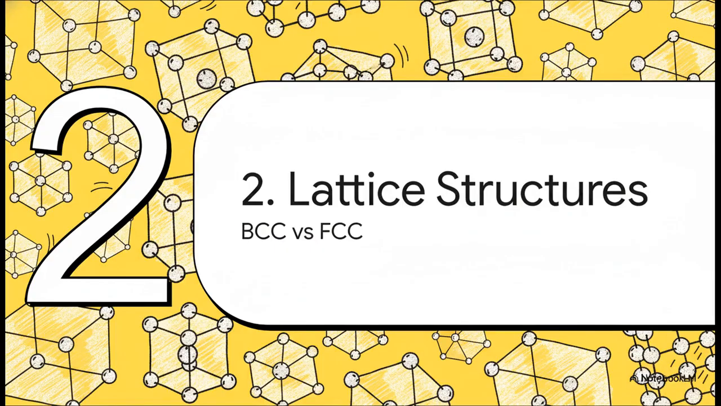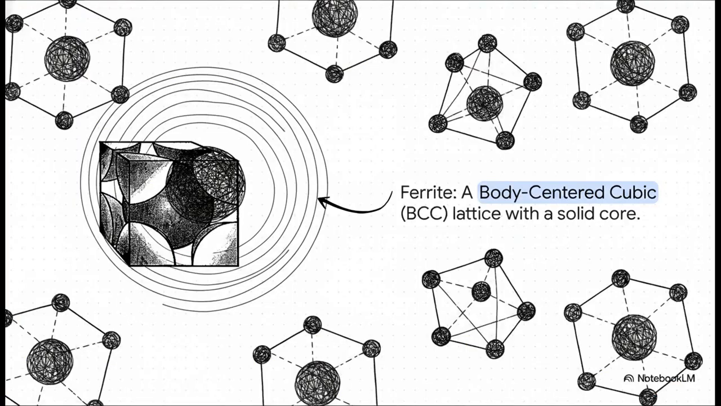Moving on to Section 2, BCC versus FCC lattices. To truly get a grip on these materials, we need to zoom way, way down to the atomic level. And what's really fascinating here is the precise geometry of ferrite. This is what we call a body-centered cubic structure, or BCC for short.